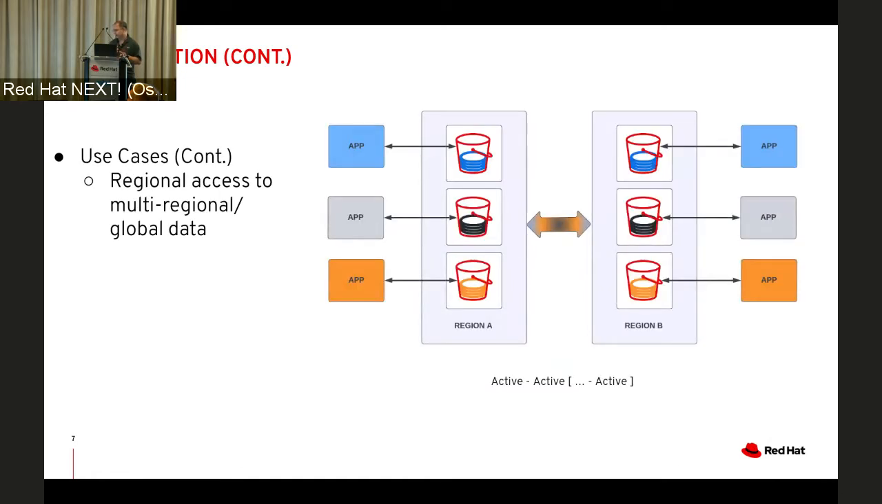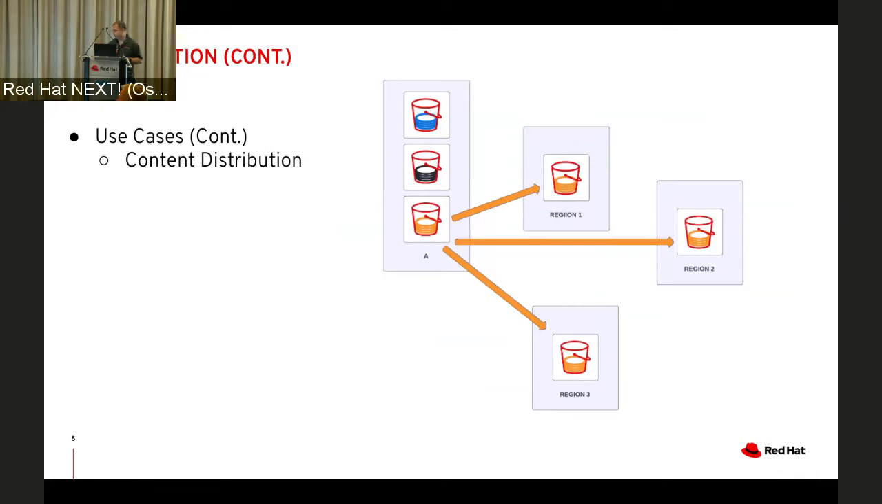There is an active use case where there are multiple regions, and they each allow access to local users, and then the data is synchronized between the regions. So the users are accessing the same data, or sharing the data between them, but they each access a different region. Content distribution, as I mentioned earlier, for example video streaming, allows accessing data locally at the regions.